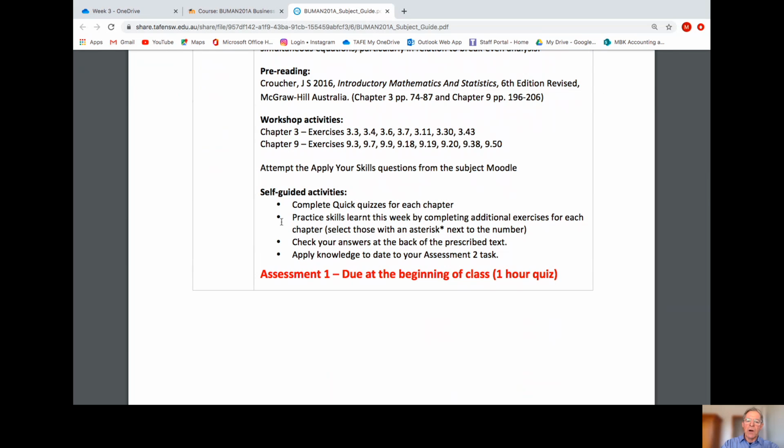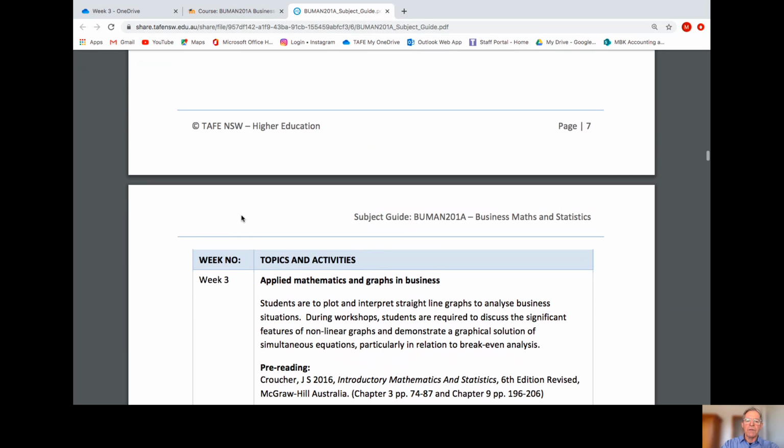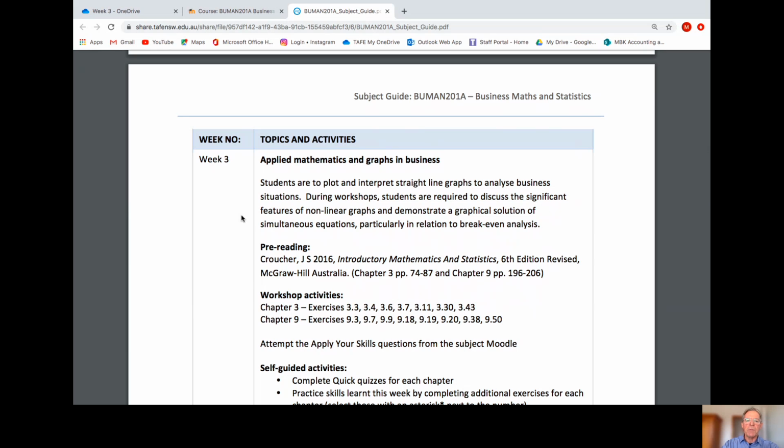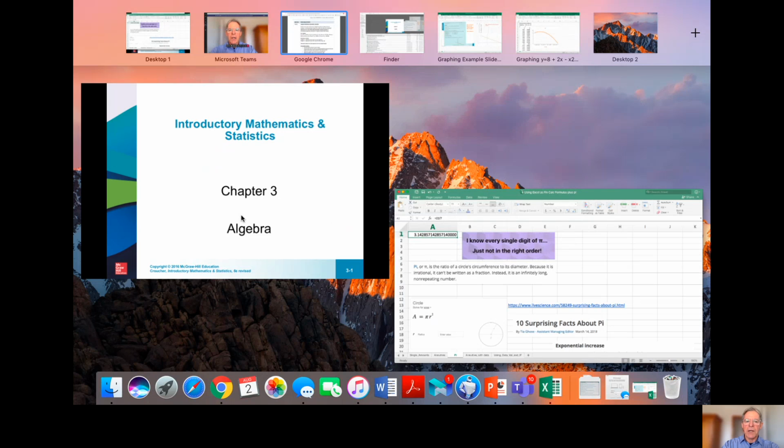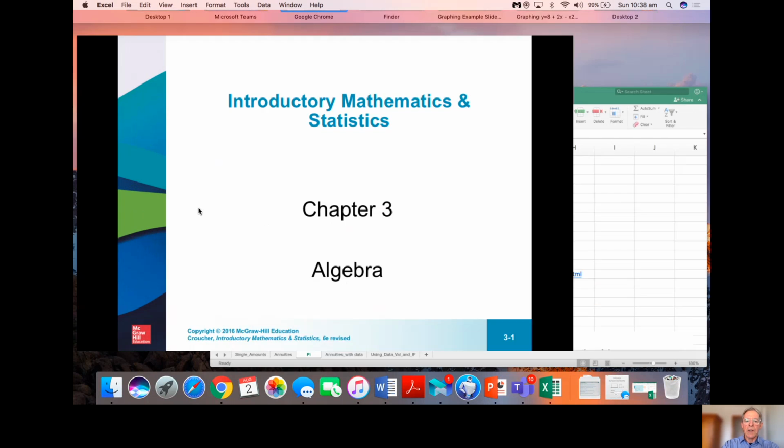Keep looking at your guide for information about any assessments coming up, and we'll sort this one out in class with you this week as well. Hopefully by now you've done some practice from last week and are feeling pretty confident to face that assessment worth 10%. So let's launch in and make a start on today's work.